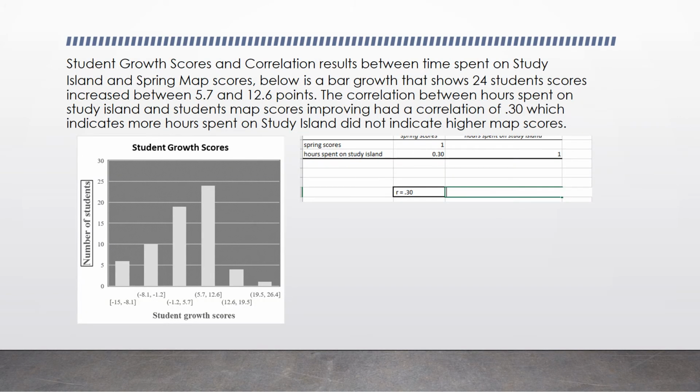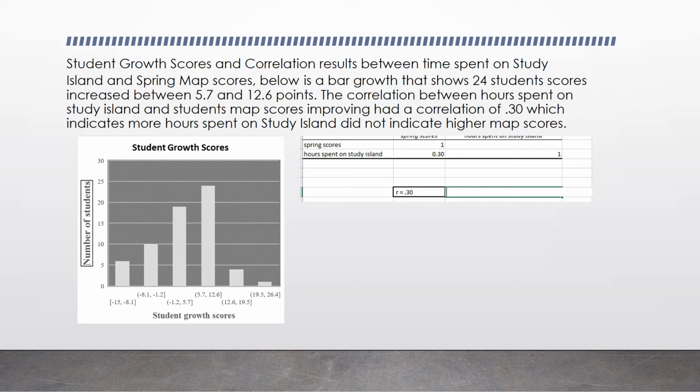Here we have a graph of students' growth scores, and the most growth we saw was between 5.7 and 12.6 points, and around 24 students scored that much.